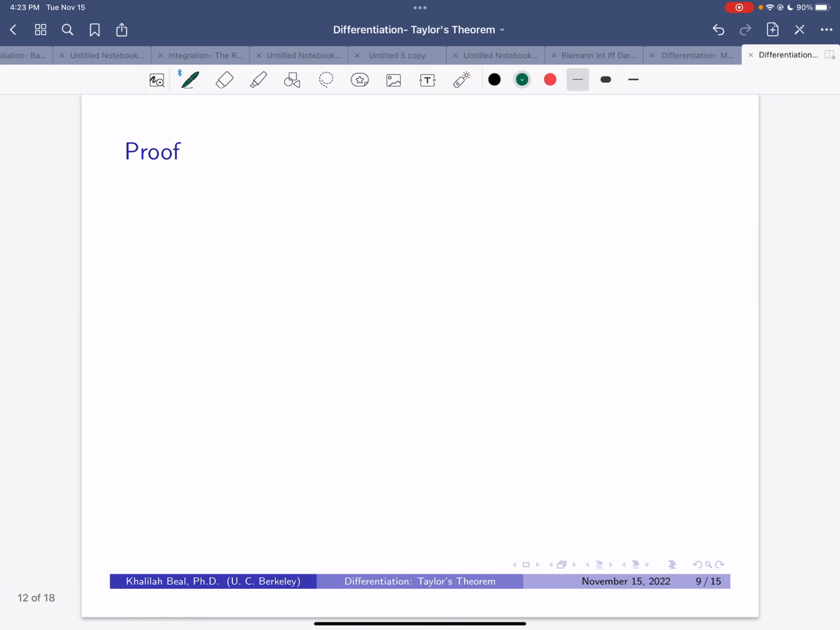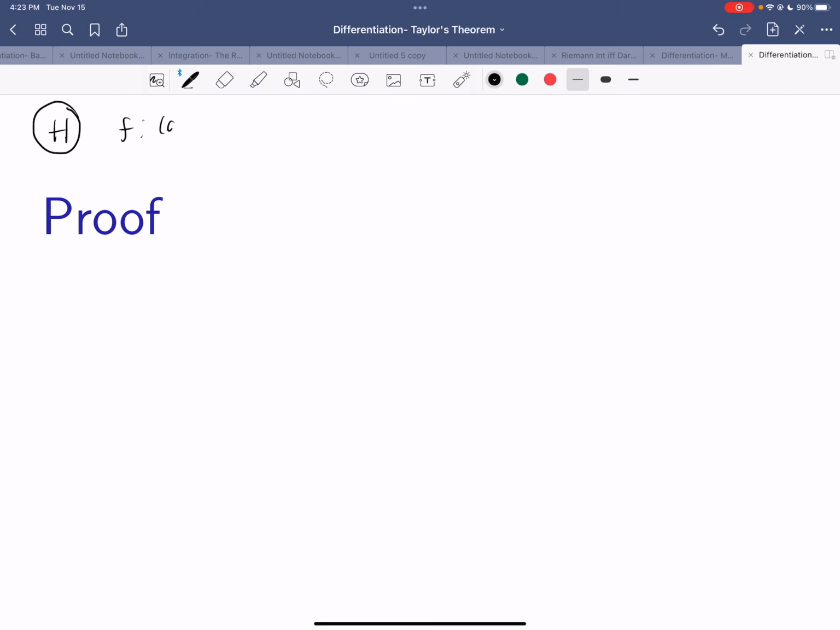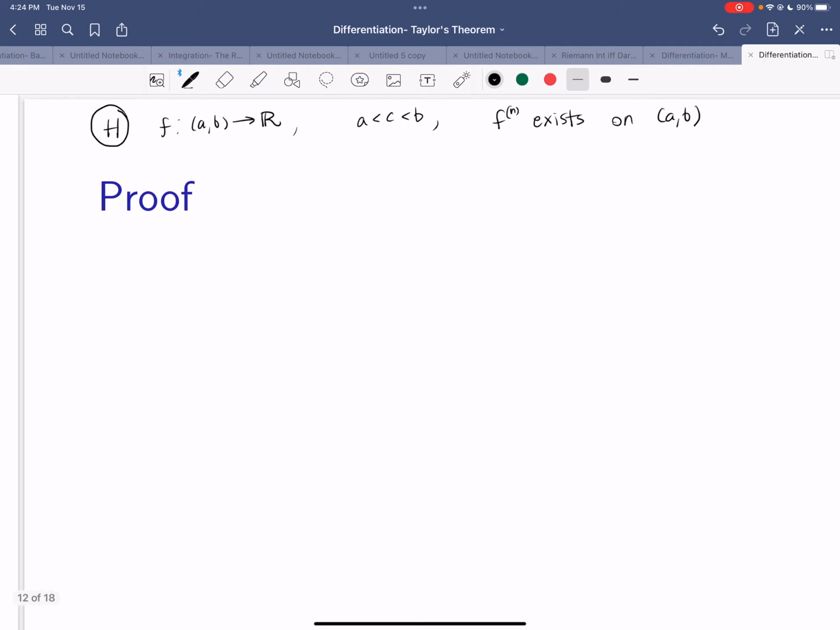Okay, let's go ahead and figure out a proof for this. And I'm going to start just by writing my hypothesis. So for my hypotheses, I actually have several. I'm going to have that f is a function from AB to R. And c is a point in the domain of f. And also that the nth derivative of f exists at each point in the domain of f.